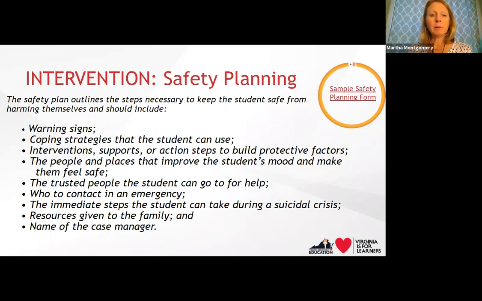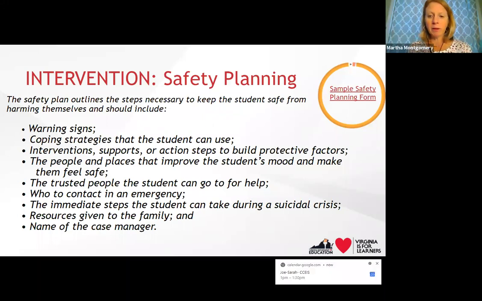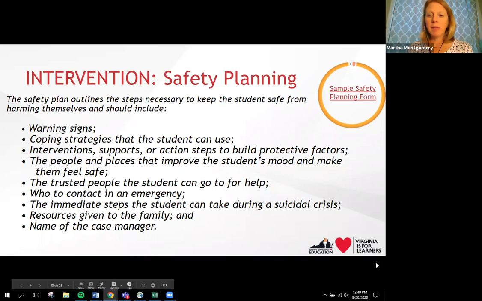But really what you want to include here are the warning signs that the student identifies, that this means they're maybe starting to get into trouble again, that they're starting to go down that rocky path of suicidal ideation. And also the coping strategies that the student can use. What's really important with all of this is that it should be student-led. You really want the student to be involved in this process, because everybody's got different warning signs and different coping strategies. So we really want this to be individualized to the student and based on the student's needs.